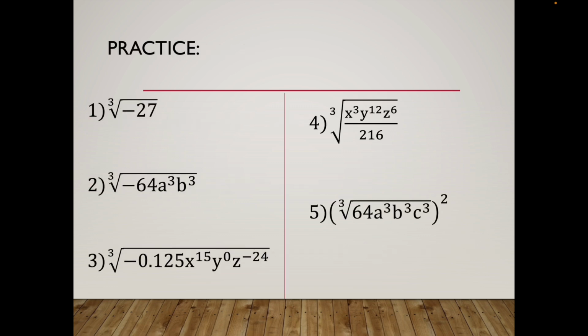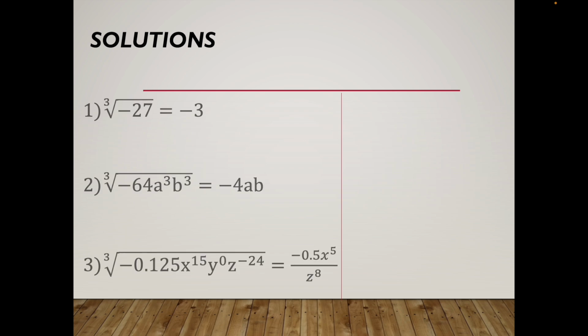Here are some examples for you to practice on your own. I encourage you to pause this video, but I will go over the answers on the next slide. So for the first one, you would just have to cube root -27. What times itself 3 times will give you -27? The answer is -3.